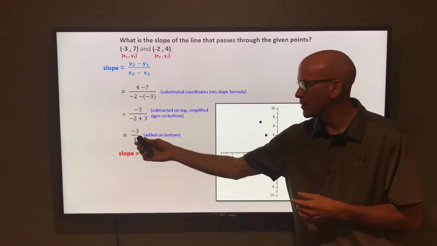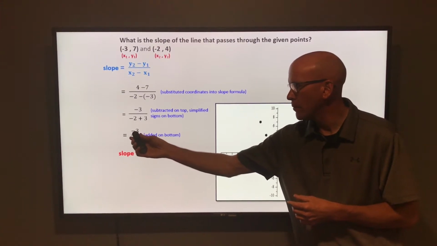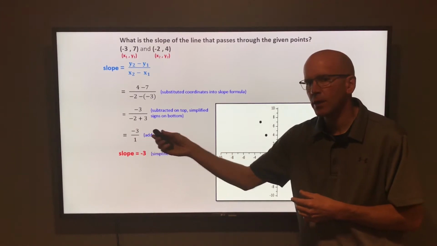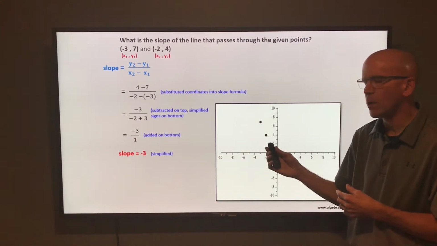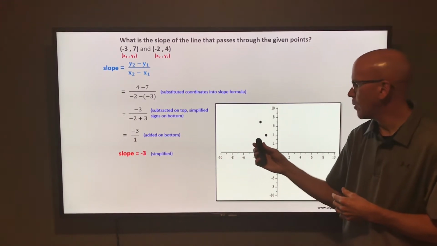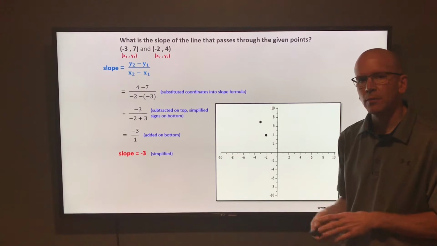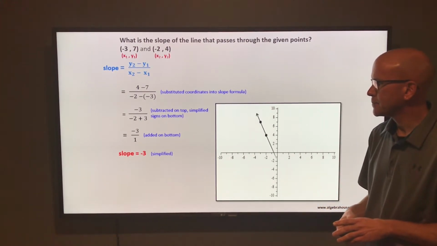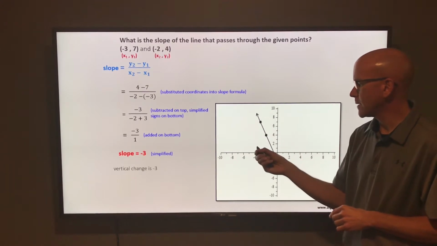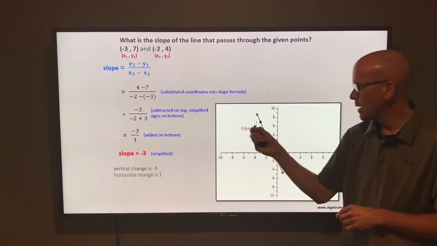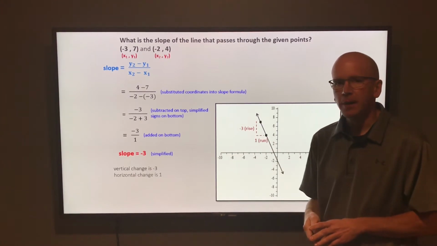It really doesn't matter. It could be on the top or the bottom, either negative 3 over 1 or 3 over negative 1. So the rise could be negative 3. That means you go down 3 for every 1 you go to the right. Or the rise could be positive 3. That means you go up 3 for every 1 you go to the left. Either way you think about it, slope is negative 3. So for every 3 that line goes down, it goes to the right 1. Vertical change is negative 3. The horizontal change is positive 1.